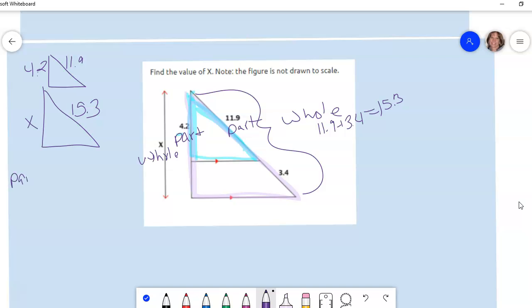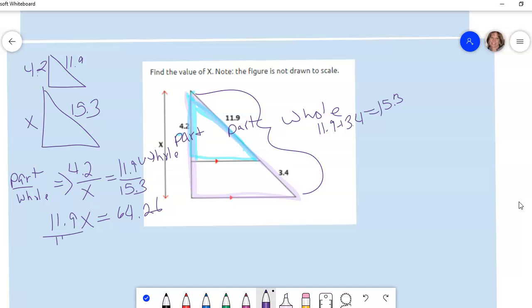And if we set up our proportion as part to whole, then our proportion would look like 4.2 is to x as 11.9 is to 15.3. Okay, we do then cross multiply. So that would be 11.9 times x equal to 64.26. We would then divide by the 11.9, and x would be equal to 5.4. All right, so that's using the part to whole philosophy on that.